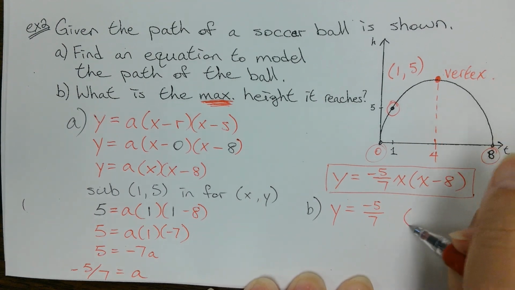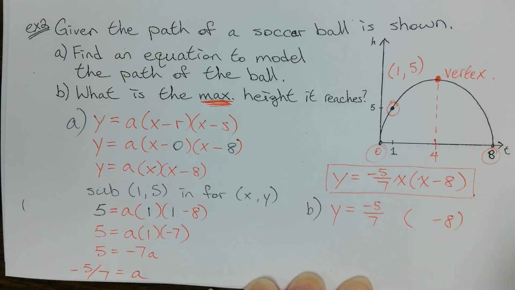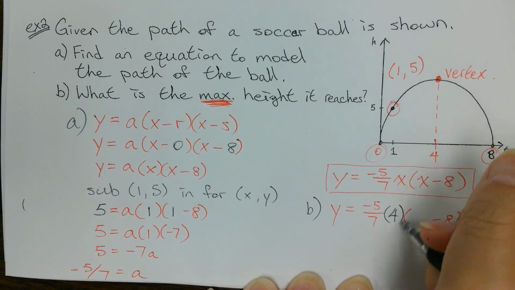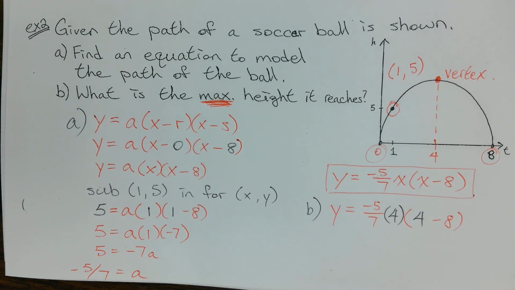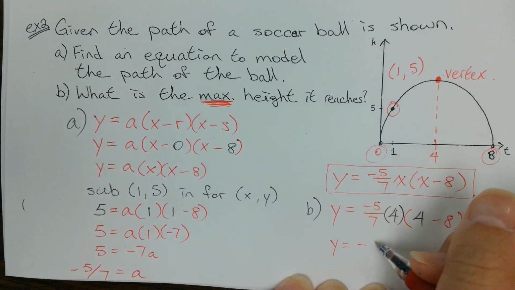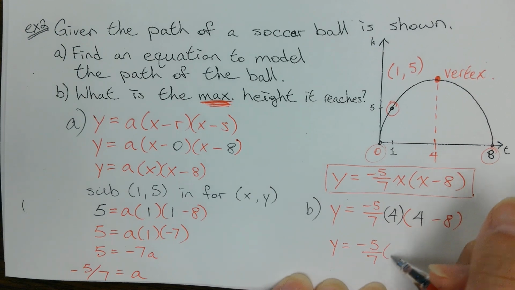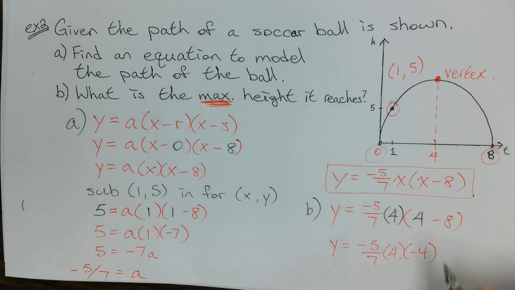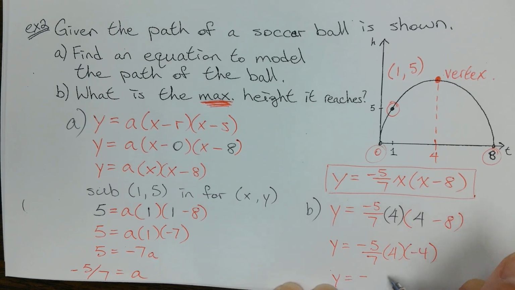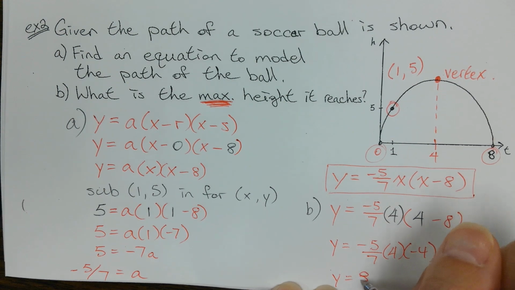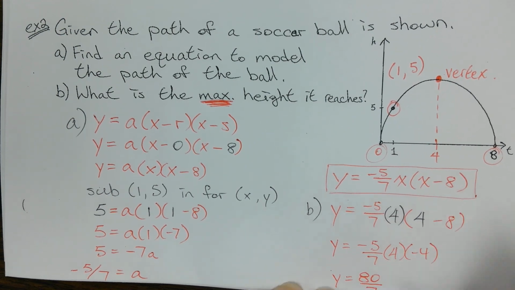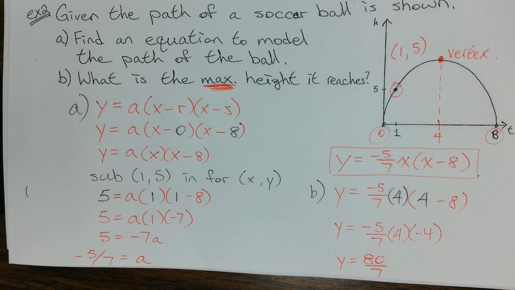-5/7 times 4 and 4. Okay. So solving it, we got y equals -5/7 times 4 times -4, which gives you 20 times 5. Yeah. Y equals not negative, 80/7. Whoops. Okay.